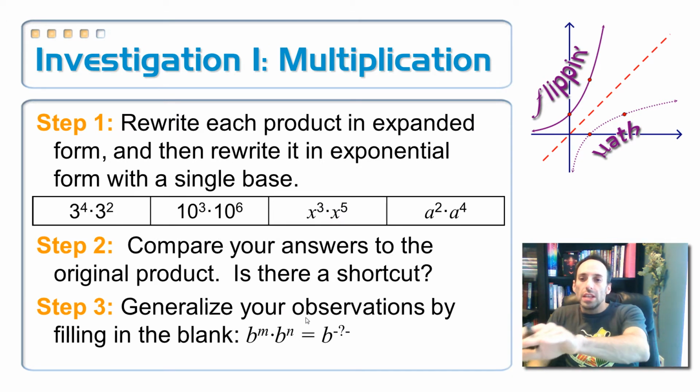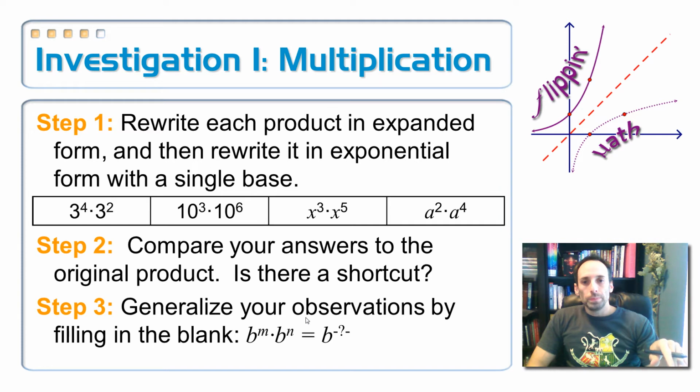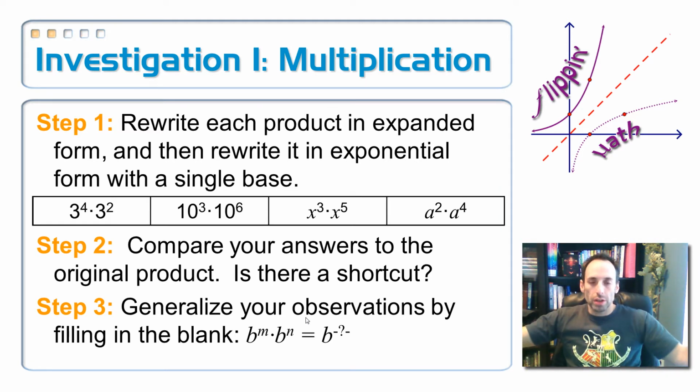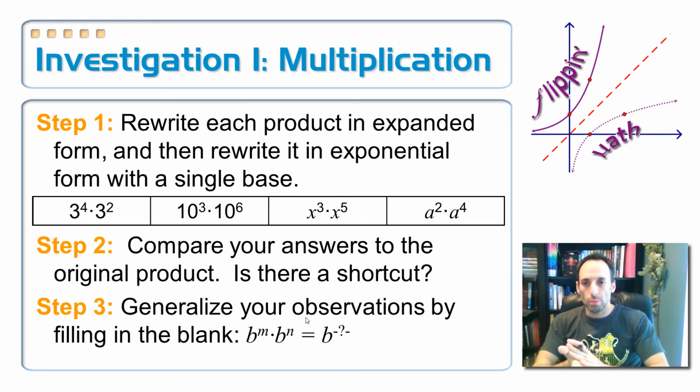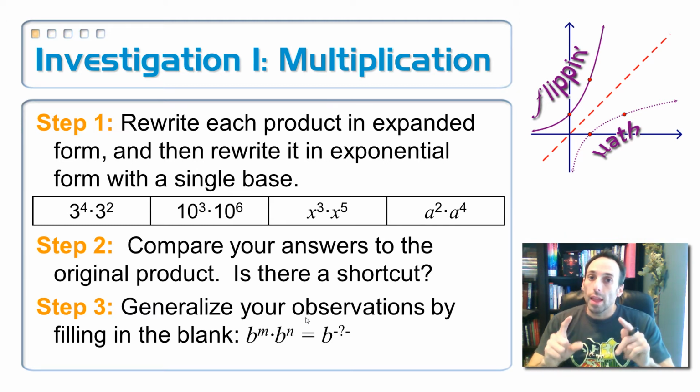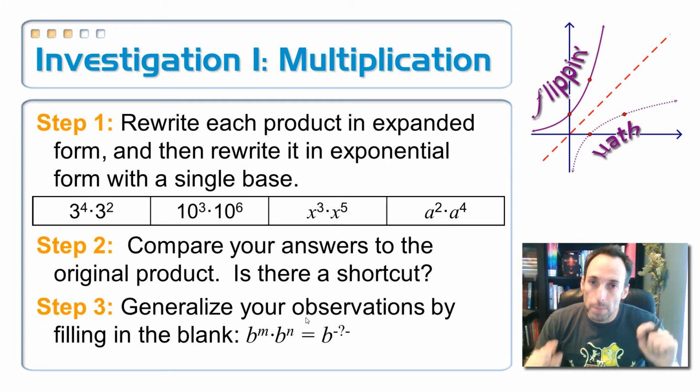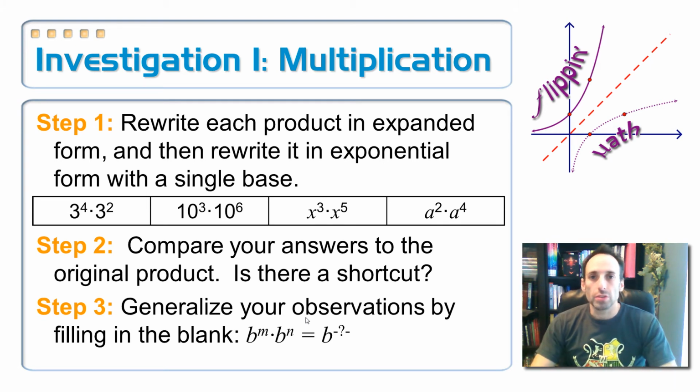Okay, so the first one, multiplication. Step 1, I want you to take each one of these expressions, there are 4 sets there, and write each product in expanded form. Then try to compress it down to just a single base if you can, and then compare your answers and try to come up with step 3, some sort of generalization. Okay, so I want you to genuinely pause the video and do these yourself.